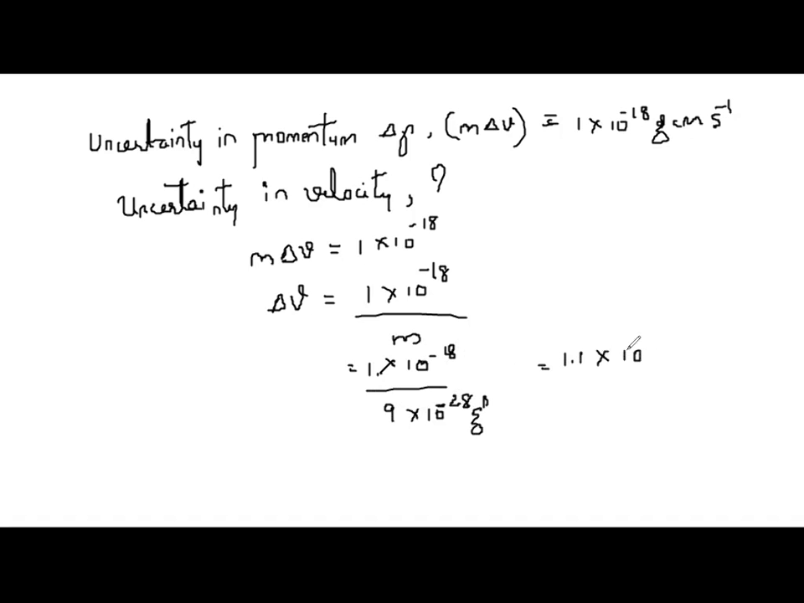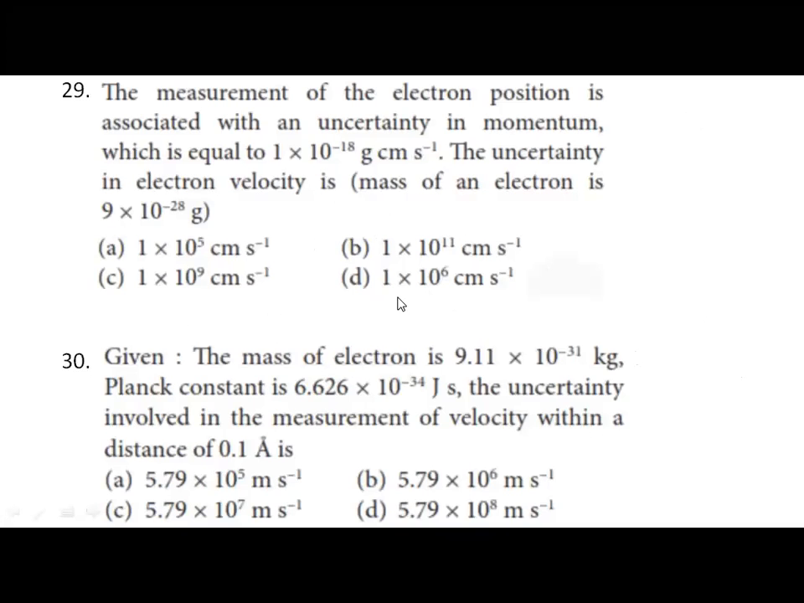1.1 into 10 raised to... One divided by 9 comes out to 0.11 into 10 raised to minus 10, correct? That can be written as 1.1 into 10 raised to... so you are shifting to the right. So plus 1 it becomes. So this is the answer: 1.1 into 10 raised to minus 9 centimeter per second. Sorry, plus 9 centimeter per second.